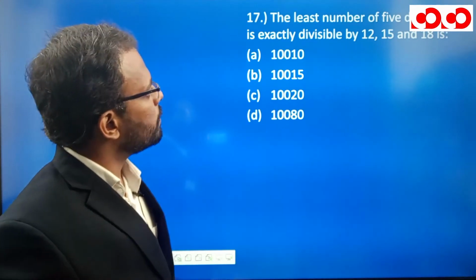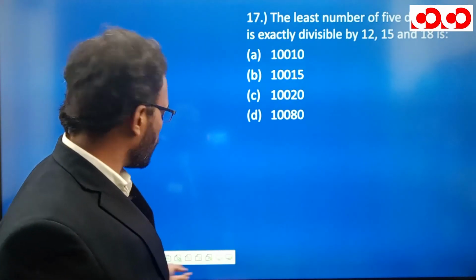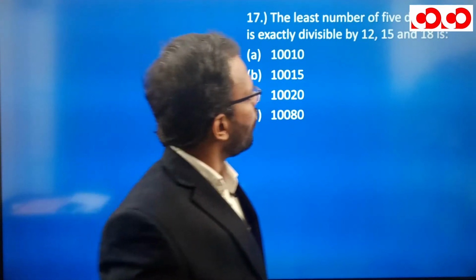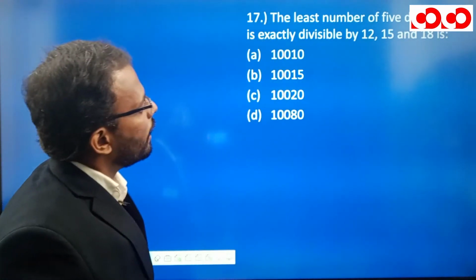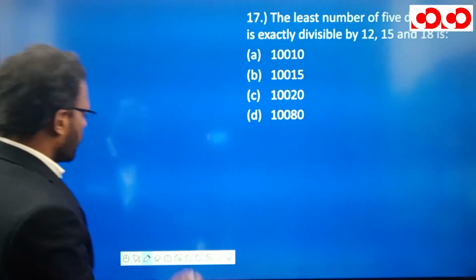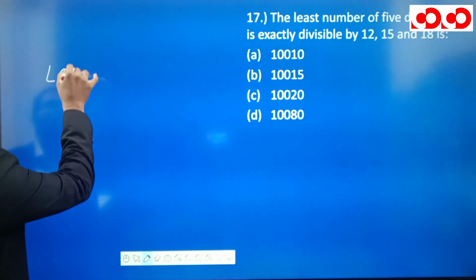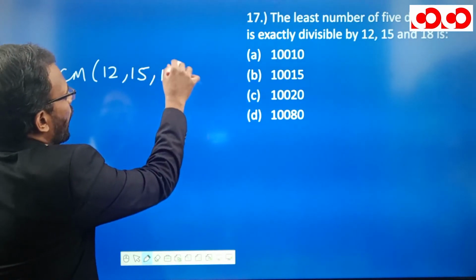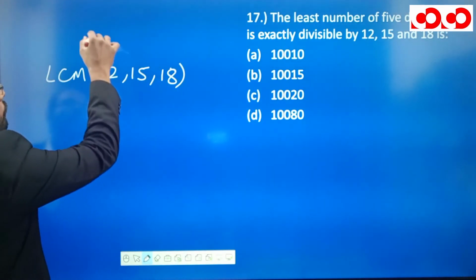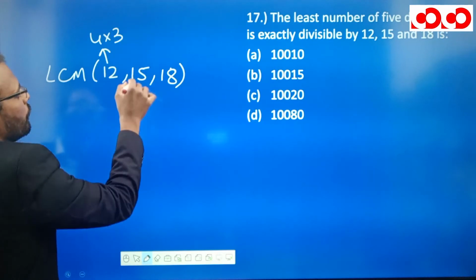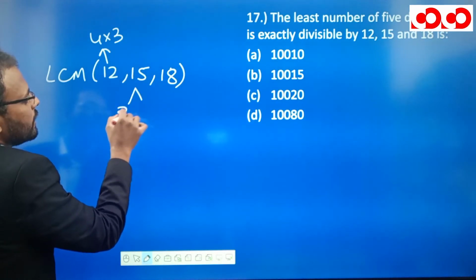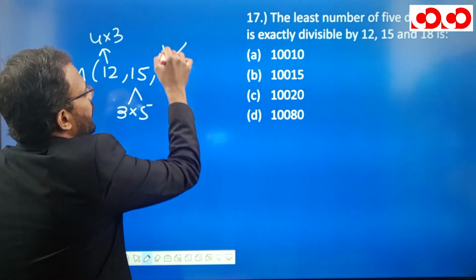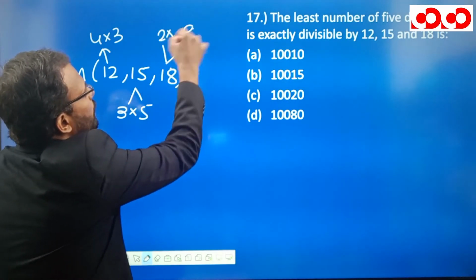See, this problem is based on LCM and HCF, which comes under your number system. Let's see what the question is. The least number of 5 digits which is divisible by 12, 15 and 18. So for this question, we have to find the LCM of 12, 15 and 18. I know that 12 is 4 into 3. 15 is 3 into 5, we are doing the prime factorization. And 18 is 2 into 9.